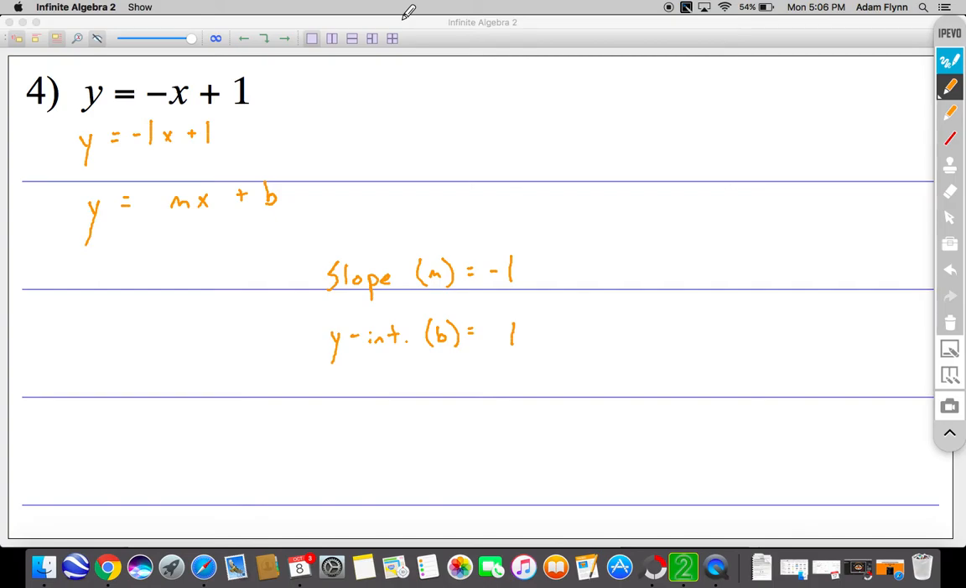A lot of people, when they don't see a number in front, they just have a sign, or there's just no sign at all, it's just an x, they try to put 0 for the slope. Do not fall into that trap. Moving on.